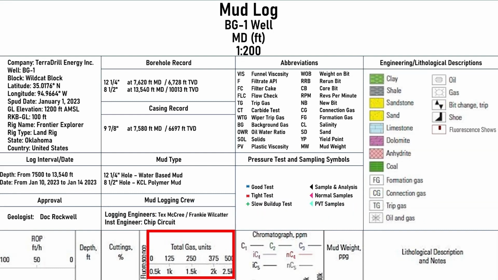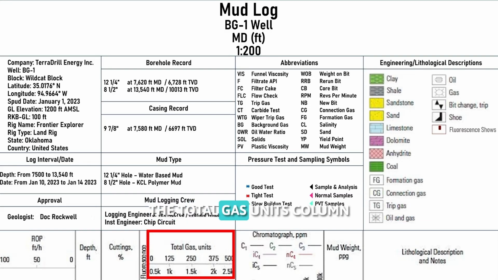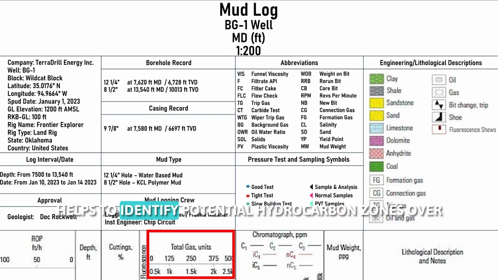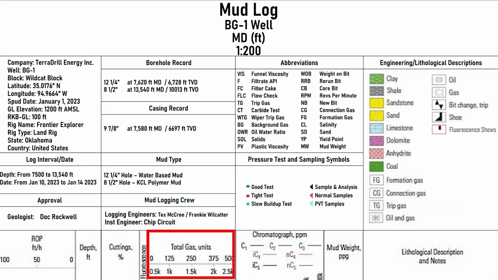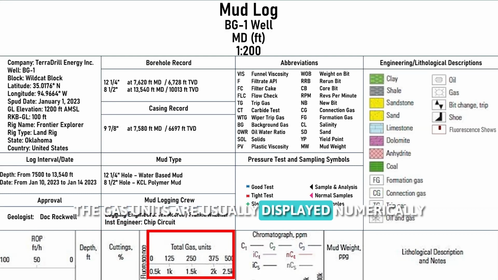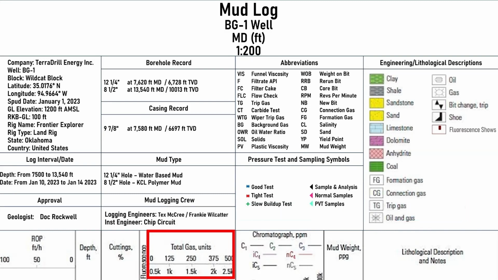Total gas units. The total gas units column on the mud log shows the total amount of combustible gas extracted from the drilling mud and cuttings, in gas units measured by a gas detector. The total gas units column helps to identify potential hydrocarbon zones, overpressured zones, and also evaluate the reservoir fluids. The gas units are usually displayed numerically and graphically, with peaks indicating higher gas presence.